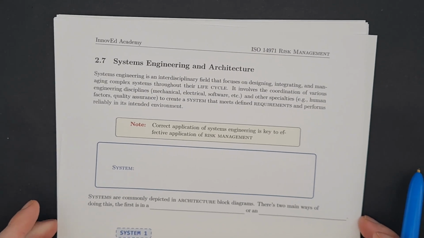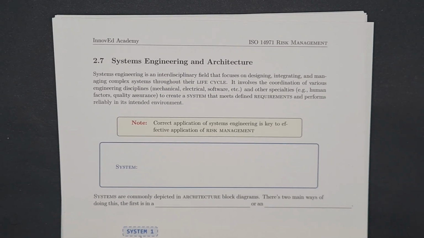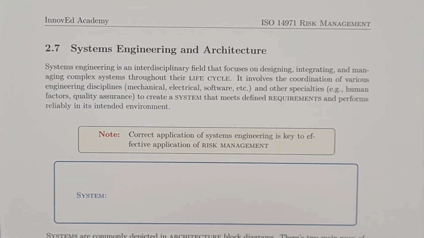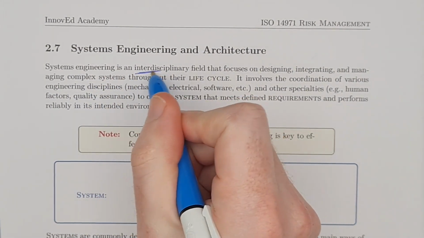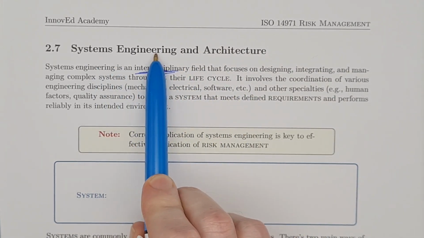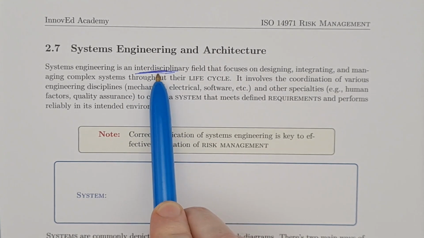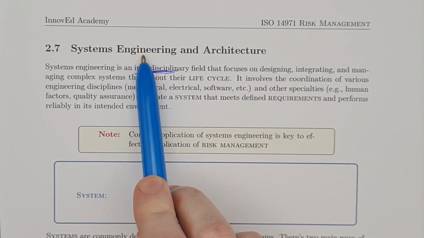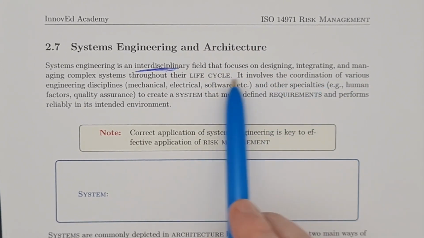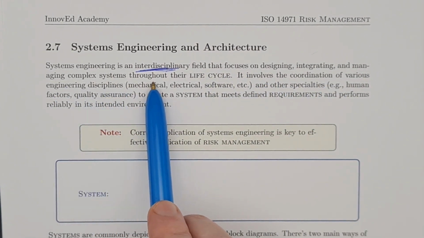This lesson is going to be focused on systems engineering and architecture. So systems engineering is an interdisciplinary field, and what is meant by interdisciplinary is you can apply the principles of systems engineering to almost anything. You can apply it to electronics, to mechanical design, to software, to firmware, to embedded. And this field focuses on designing, integrating, and managing complex systems throughout their lifecycle.